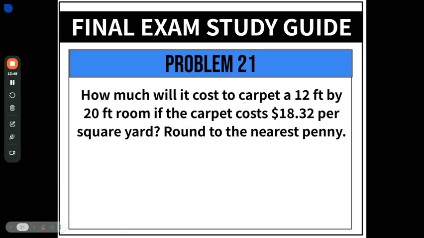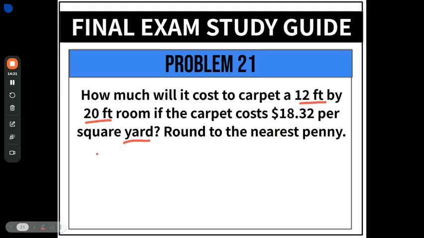Amazing. How much will it cost to carpet a 12-foot by 20-foot room if the carpet costs $18.32 per square yard, round to the nearest penny? Okay, something to be careful of in this problem is we need to make sure that we are multiplying by the area in yards, and the dimensions of the room that they give us are in feet. So we need to convert these numbers to yards before we can calculate the area.